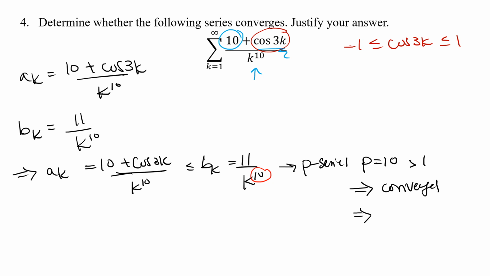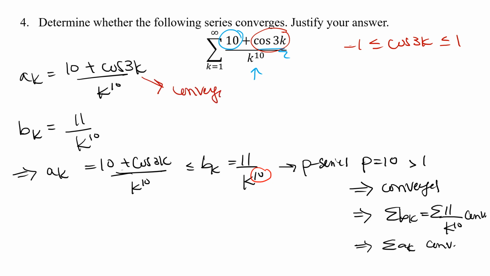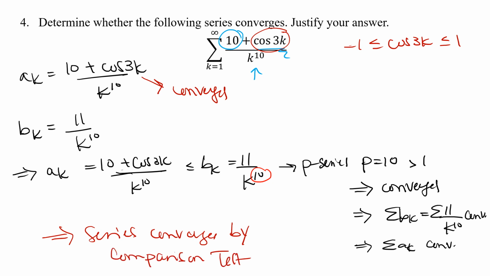So therefore, our summation of our b_k, which is a summation of 11 over k to the 10, converges. So since it converges, that means the summation of our a_k should also converge. So therefore, our series here converges as well. And to justify the answer, we say it converges by the comparison test.